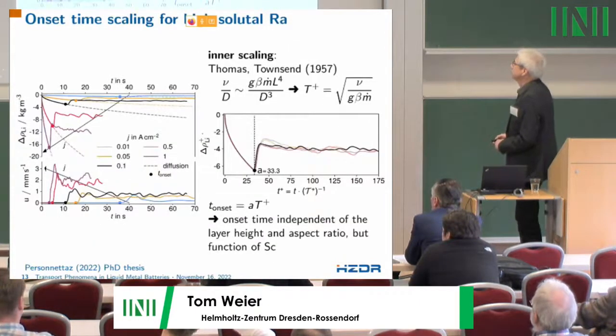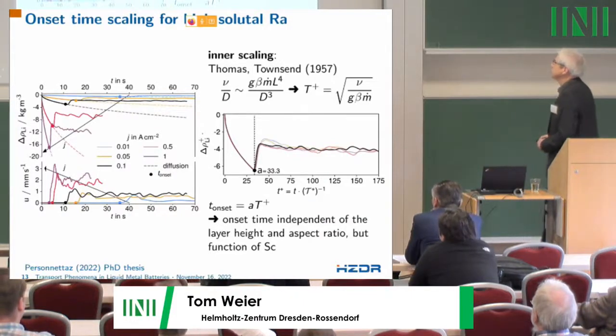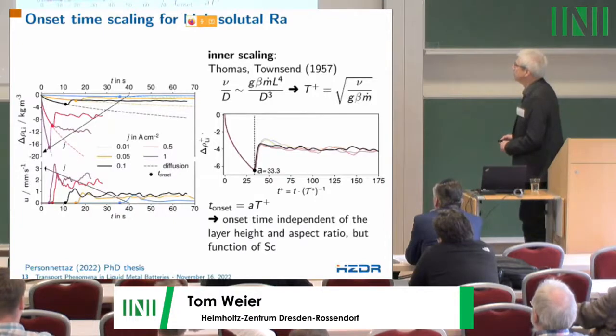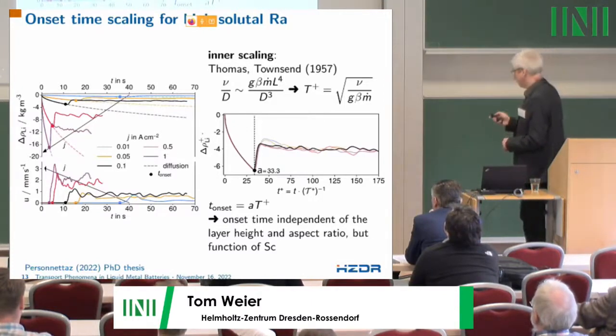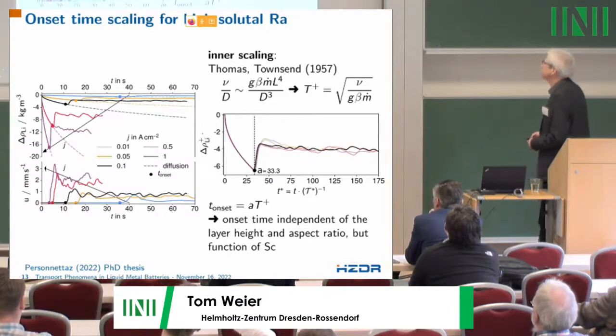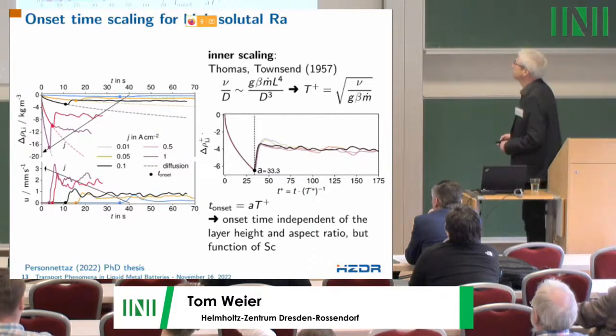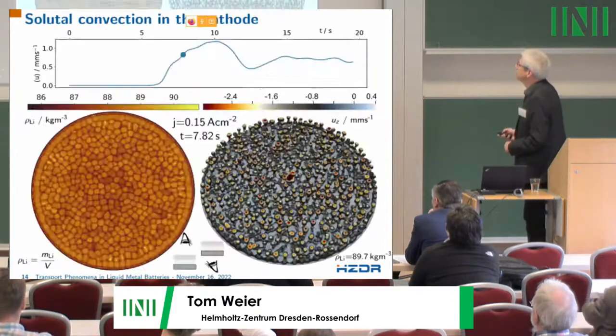Onset time turns out to be determined by inner scaling. It does not depend at all on the layer height and the aspect ratio of the cell, but it is a function of the Schmidt number. So diffusion plays a role to determine the onset for solutal Rayleigh convection.